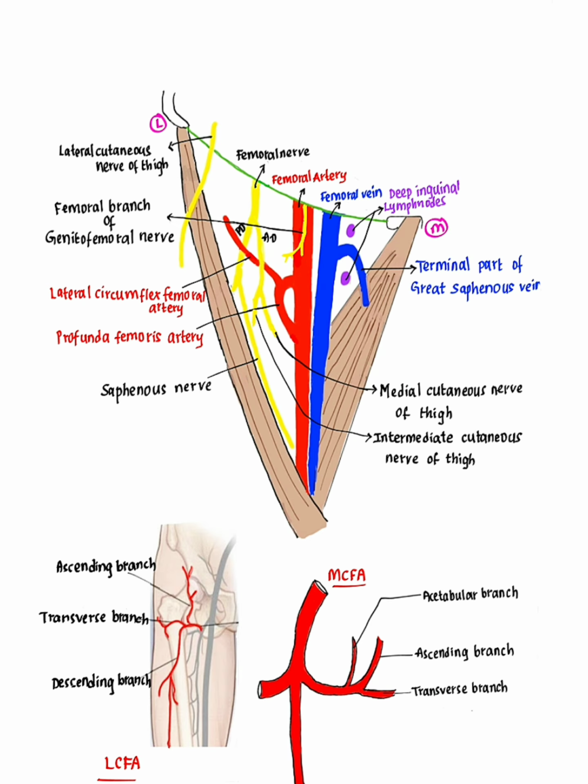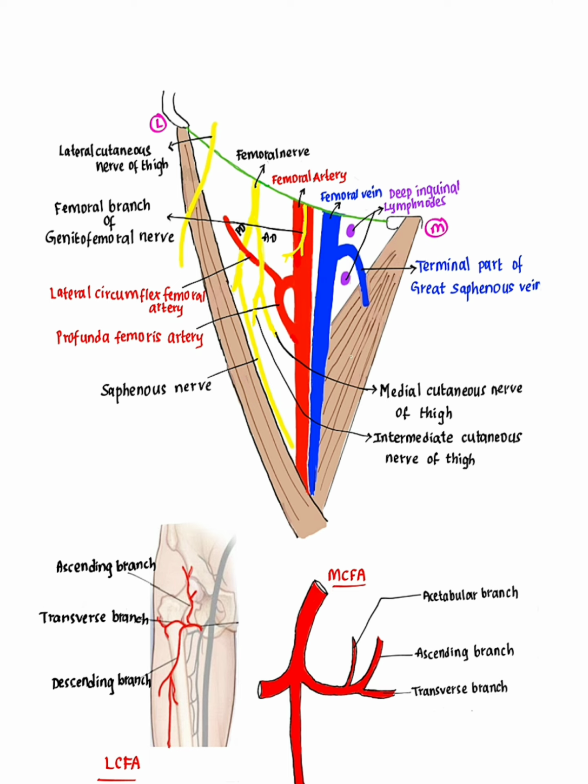Now let's see each branch in detail. Lateral circumflex femoral artery. Lateral circumflex femoral artery passes between anterior and posterior divisions of femoral nerve. It gives three branches: ascending branch, transverse branch, descending branch.